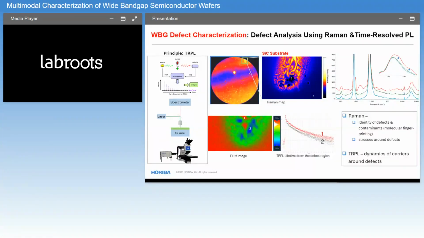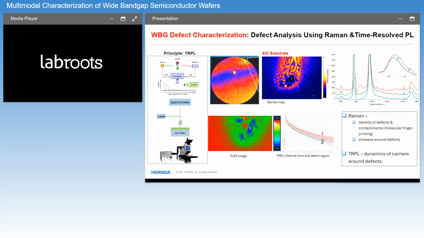Now, in the last slide, you already saw us starting to correlate multiple techniques, right? Where we showed cathodoluminescence and Raman, showing how they can provide complementary information. And continuing with that theme of multimodality, we show here the complementary Raman map of a defect, as well as the time-resolved photoluminescence map around the same defect.